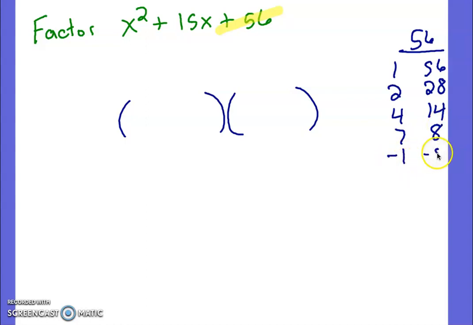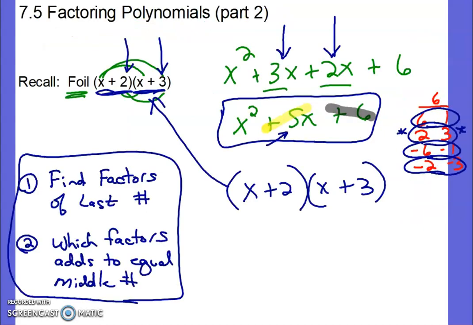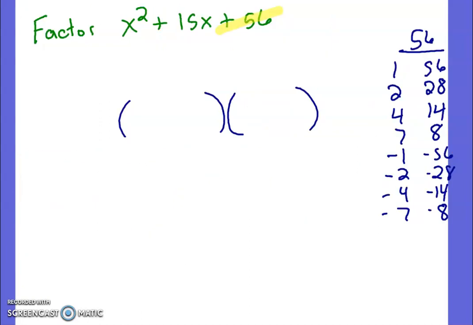So -1 times -56 is also a possibility. -2 times -28, -4 times -14, and -7 and -8. So these are all the possible numbers that multiply together to give me 56. Now that was the first step. So if you remember, the first step is to find the factors of the last number. And then the second step is only one of them will add together. And again, emphasize on adding, that equals that middle number.